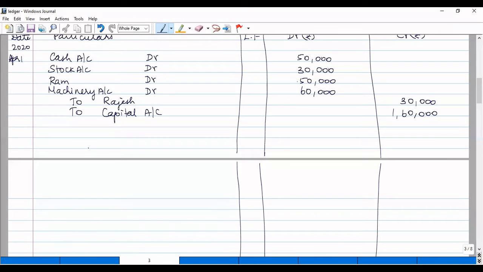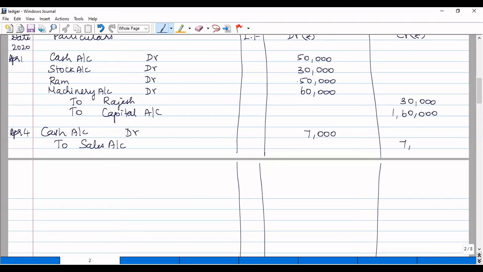On April 4th, we have sold goods for cash. So April 4th, goods sold for cash. So cash increase has to be debited to sales account. Okay, and it is sold for 7,000 rupees. Now coming to the next transaction.